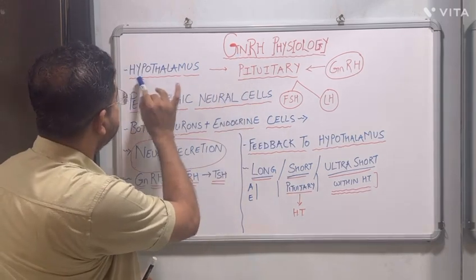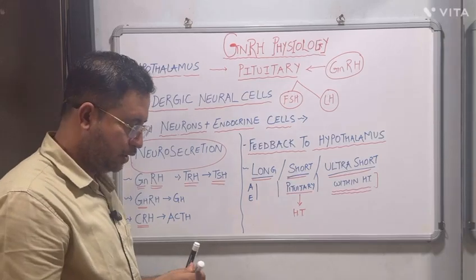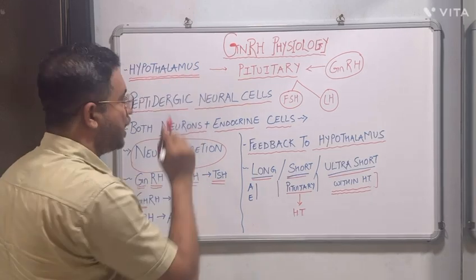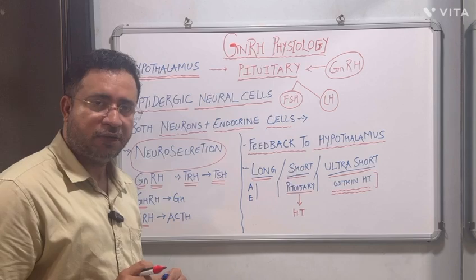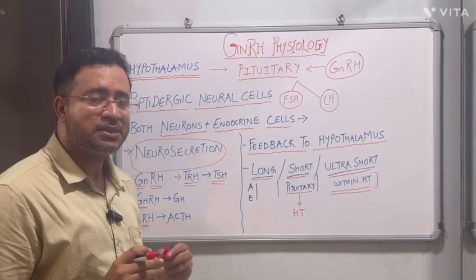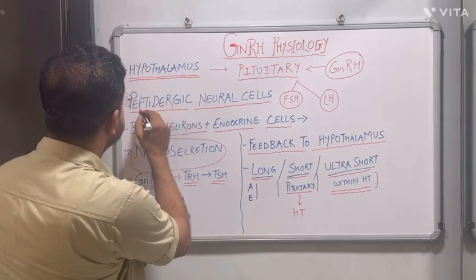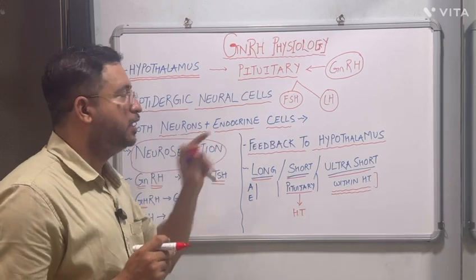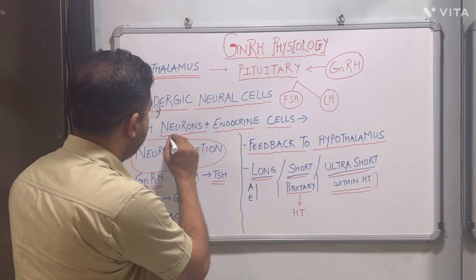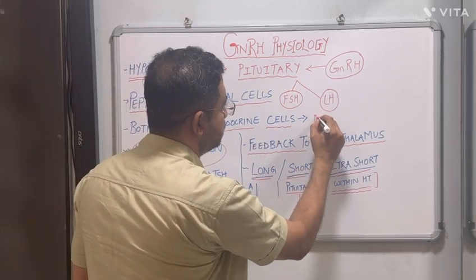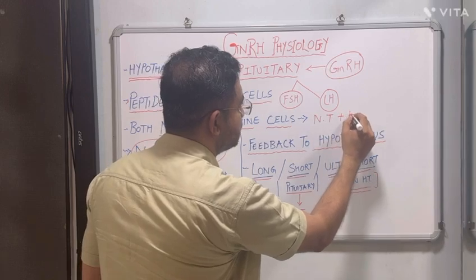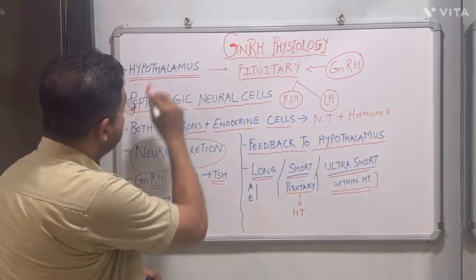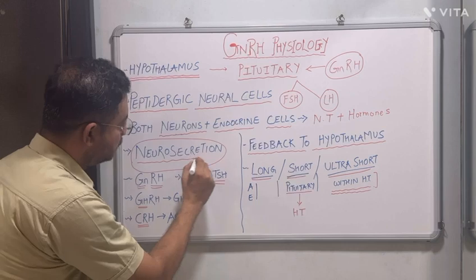As you all know, GnRH, that is gonadotropin releasing hormone, is secreted by the hypothalamus, and the hypothalamus is situated above the optic chiasma and below the third ventricle, and it forms the base of the diencephalon. The hypothalamus has various peptidergic neural cells, meaning it has both neurons as well as endocrine cells. These neurons and endocrine cells respond to various neurotransmitters as well as various hormones. This whole system is known as neurosecretion.